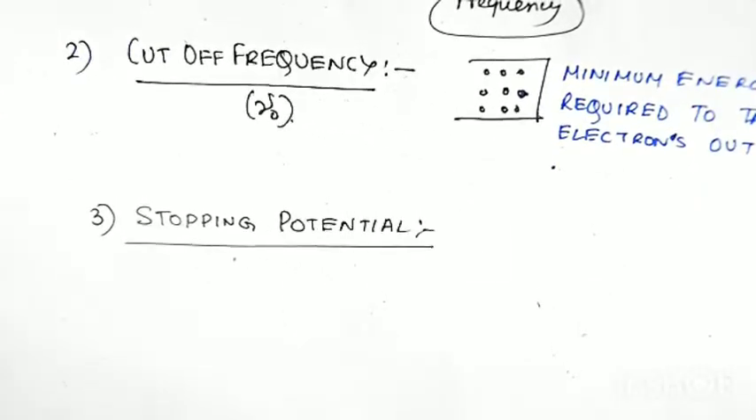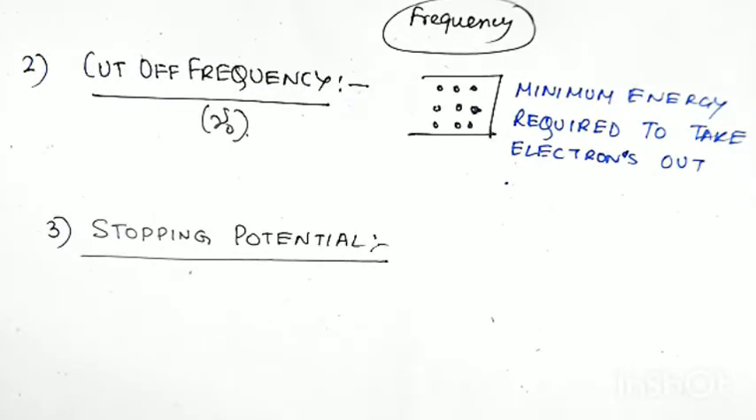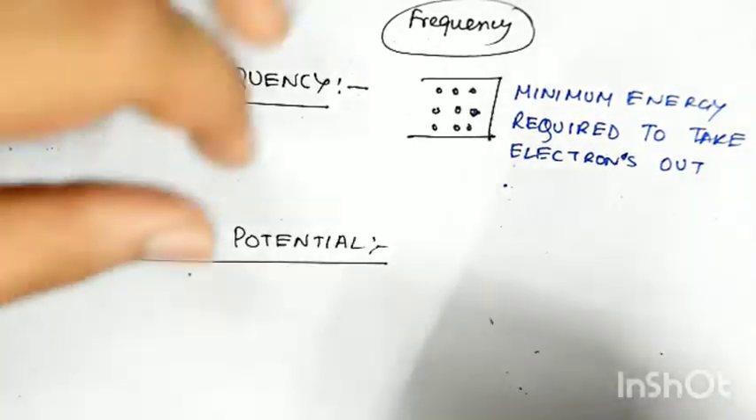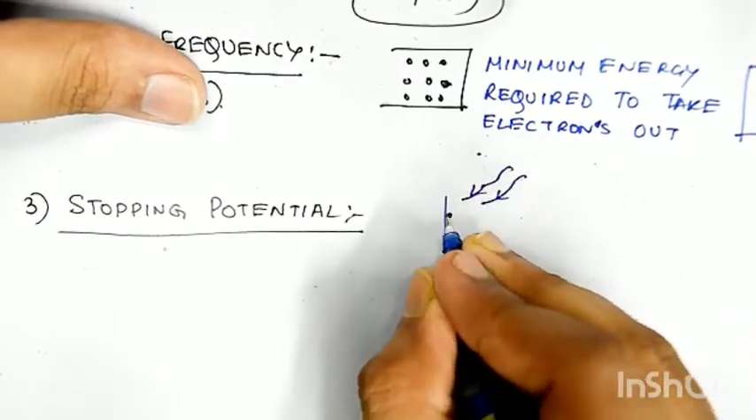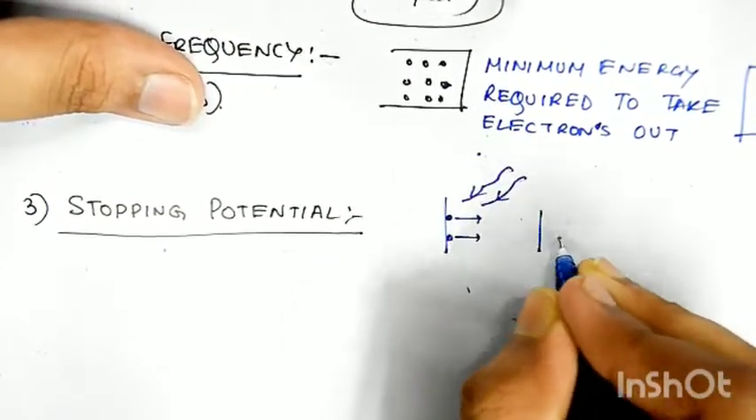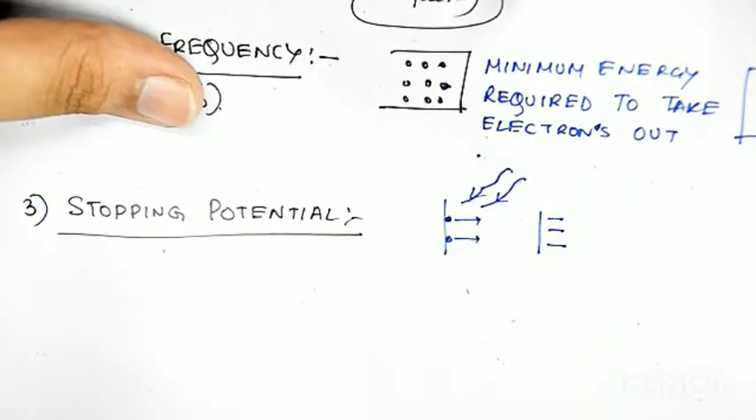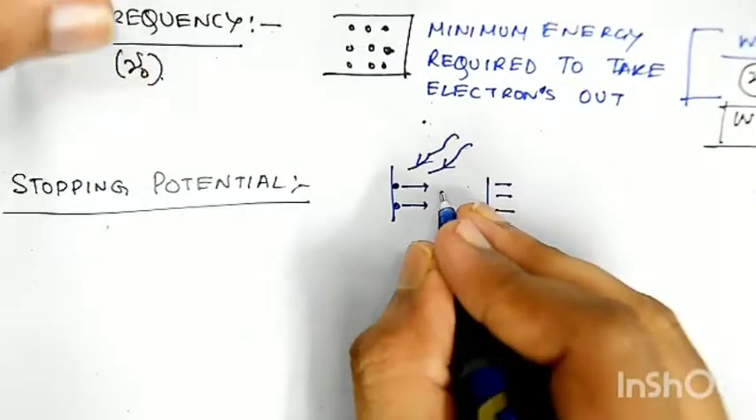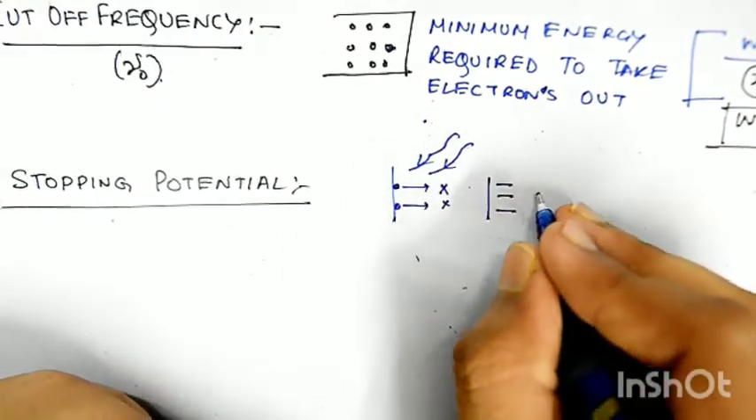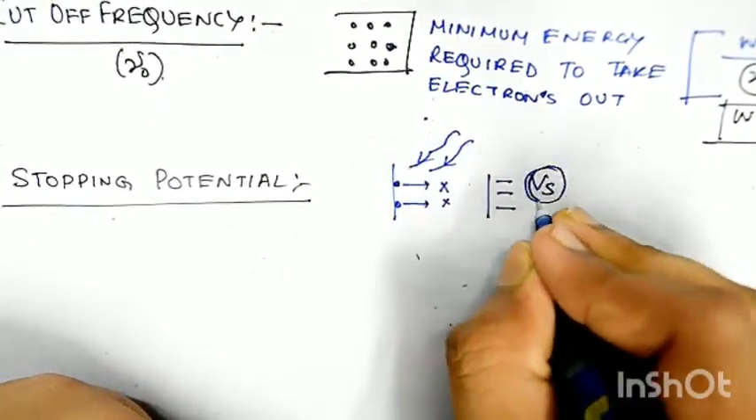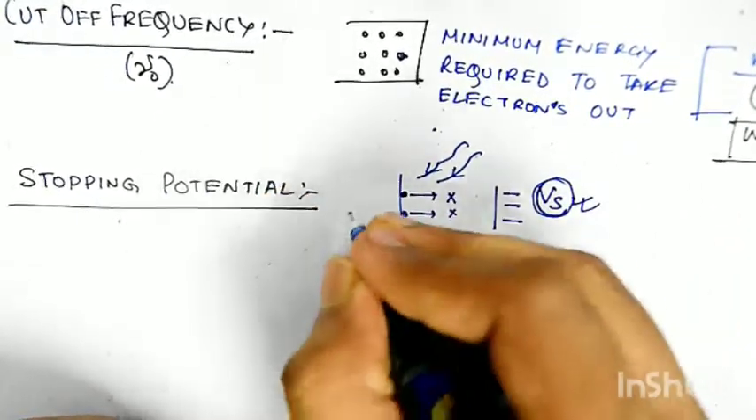I hope you remember what stopping potential is. If we apply negative voltage on the front terminal, the electrons that were coming out of the surface after light fell on it were stopped because of repulsion, and the potential at which this happened is called the stopping potential, Vs.